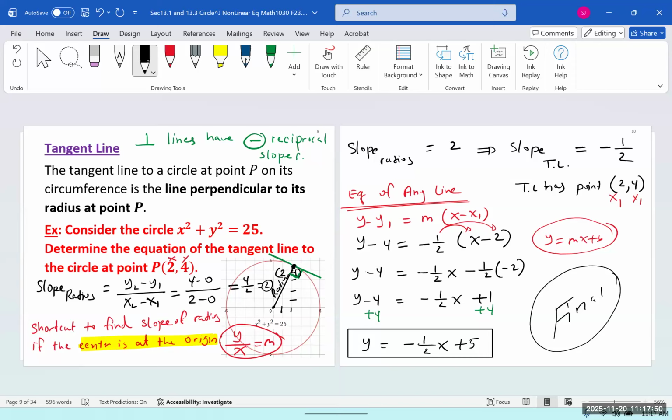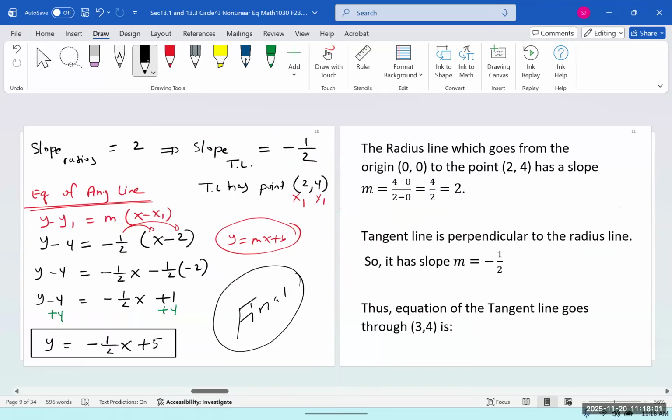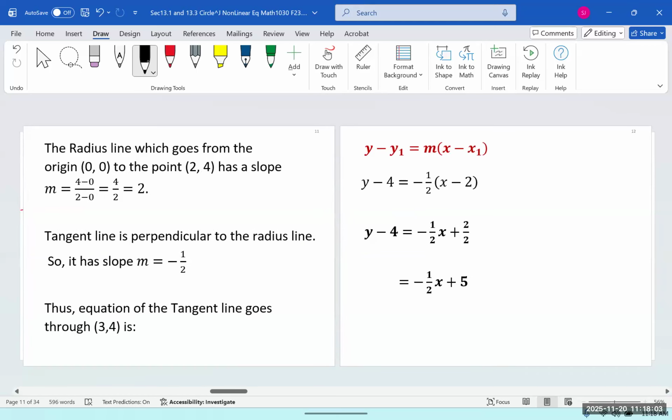What? I did something wrong here. What did I do wrong? This should be 25 over 4. Why do I have 5? Doesn't it work? I'm going to check with ChatGPT.